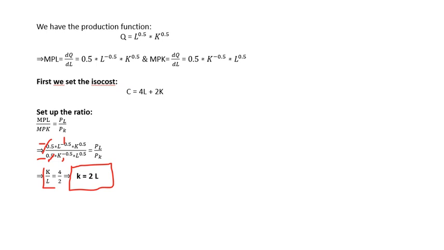We also have the isocost here. It is C equals 4L plus 2K. 4 is the price of labor, 2 is the price of capital. C here we don't have its value because it's not limited, but we try to minimize it as much as possible.